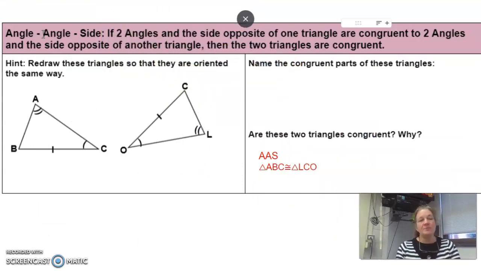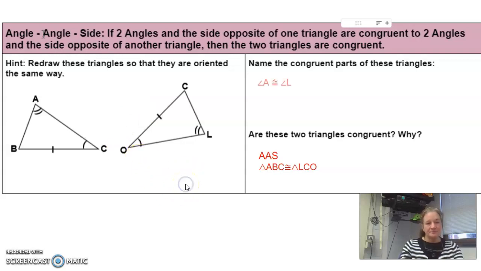All right, here's the next proof. This is angle, angle, side. So now you know side, side, side: 3 sides are congruent. You know side, angle, side: a side, then the angle in between, and the next side are congruent. Now you know angle, side, angle: an angle, the side in between, and the next angle are congruent. Now we're going to look at angle, angle, side.